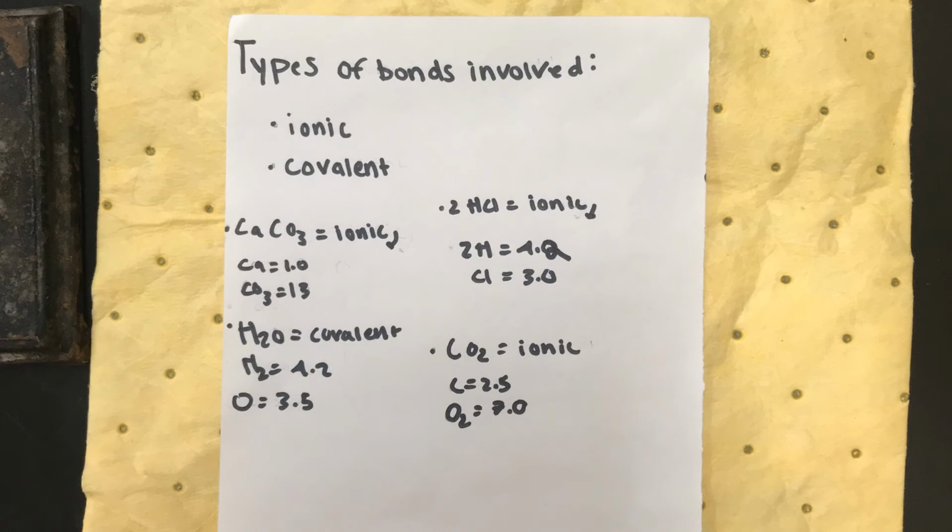The difference in electronegativity between 2 hydrogen and chlorine is 1.2, so it is an ionic bond. The electronegativity between carbon and oxygen 2 is 4.5, so it is an ionic bond.